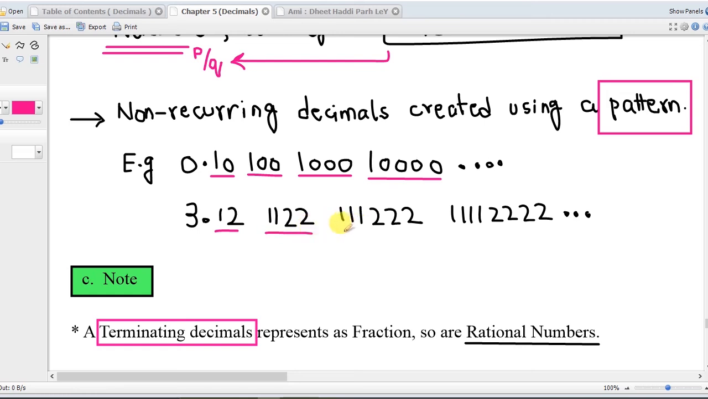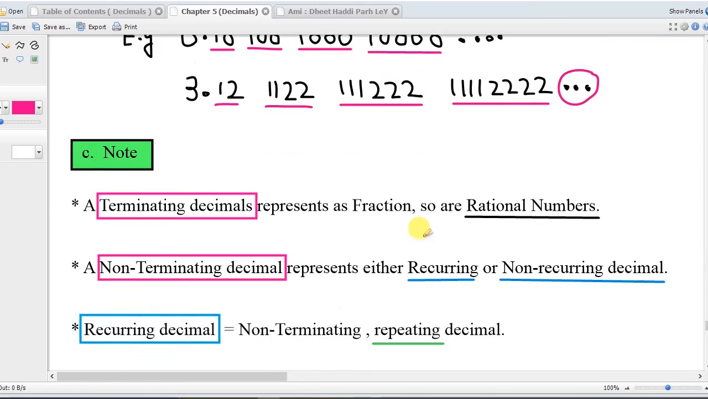Similar is the case with this example, 1 2 1 1 2 2. So the number of digits are increasing, 1 1 1 2 2 2. So three times 1, three times 2, four times 1, four times 2, right? Since the number is not ending, this is non-terminating, plus they are making a certain pattern, so this is non-repeating. The numbers are not repeating, but they are making a certain pattern, right?